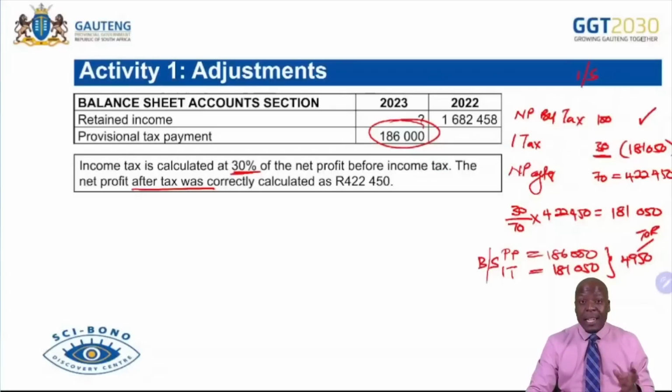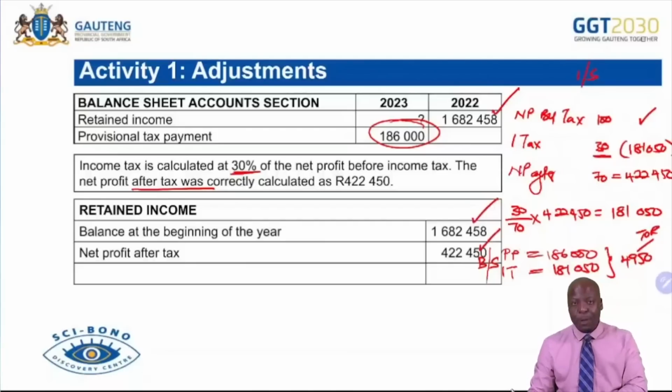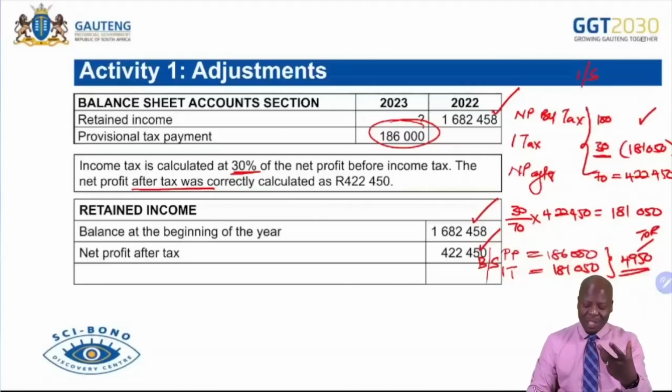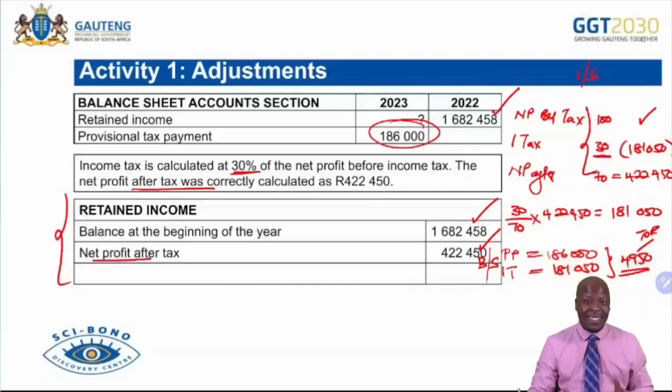But if you are doing the retained income, as we are now going to do, you will now get your balance at the beginning of retained income, which is this one, and then you have your net profit after tax, which is that one. So I wanted to deal with three things here. Number one, the income statement, which I have done over here. Number two, the balance sheet, whereby we have the amount that we have paid more to SARS. And number three, your retained income, in which we will record our net profit after tax. It therefore means we continue now with the retained income.